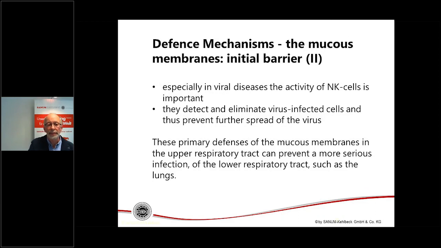Especially in viral diseases, the activity of the natural killer cells is important, which detect and eliminate virus-infected cells and thus prevent further spread of the virus. This primary defense of the mucous membrane in the upper respiratory tract can prevent a more serious infection of the lower respiratory tract, such as the lungs.